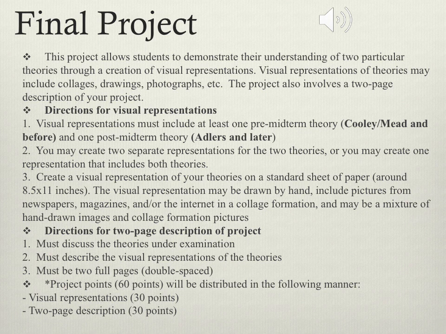And again, for the points for the two-page description, just make sure that you're unpacking your ideas and making it clear to the reader what's going on in your visual project. So 30 points are allocated for the visual and 30 for the two-page description, both of which you'll be uploading to our D2L section. The project is worth 60 points total.